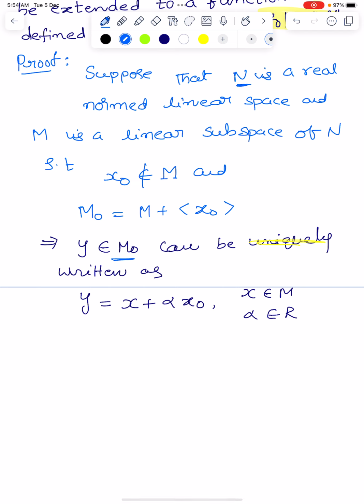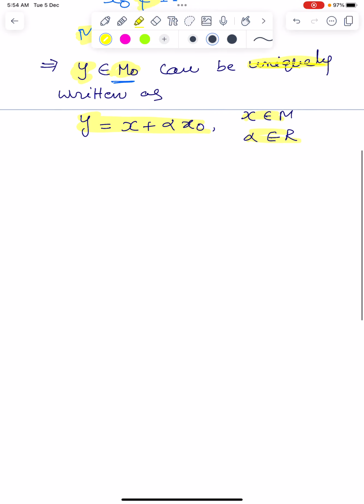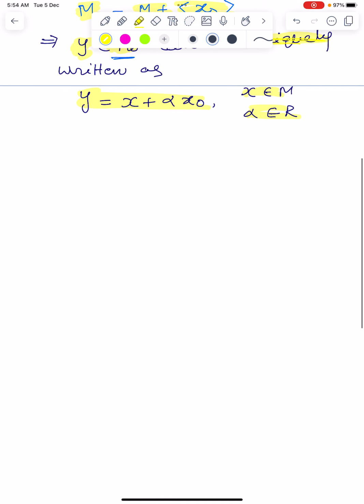N is a normed linear space. M is a closed subspace of N. There is a vector x naught that does not belong to M, and there is a set M naught generated by M plus generator x naught. What does it mean? Every element y belonging to M naught can be uniquely expressed as y equals x plus alpha x naught, where x belongs to M and alpha belongs to R. Now define f naught.